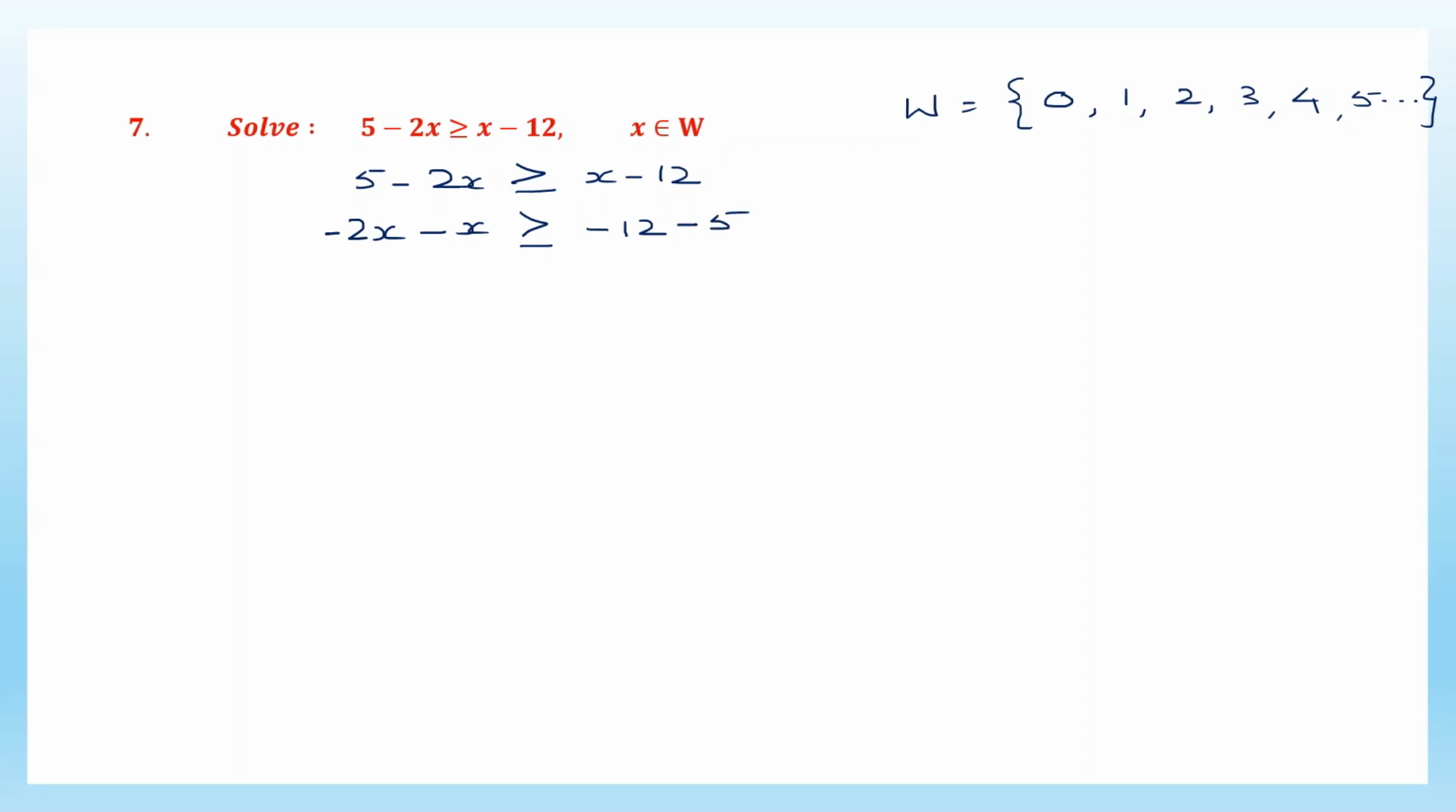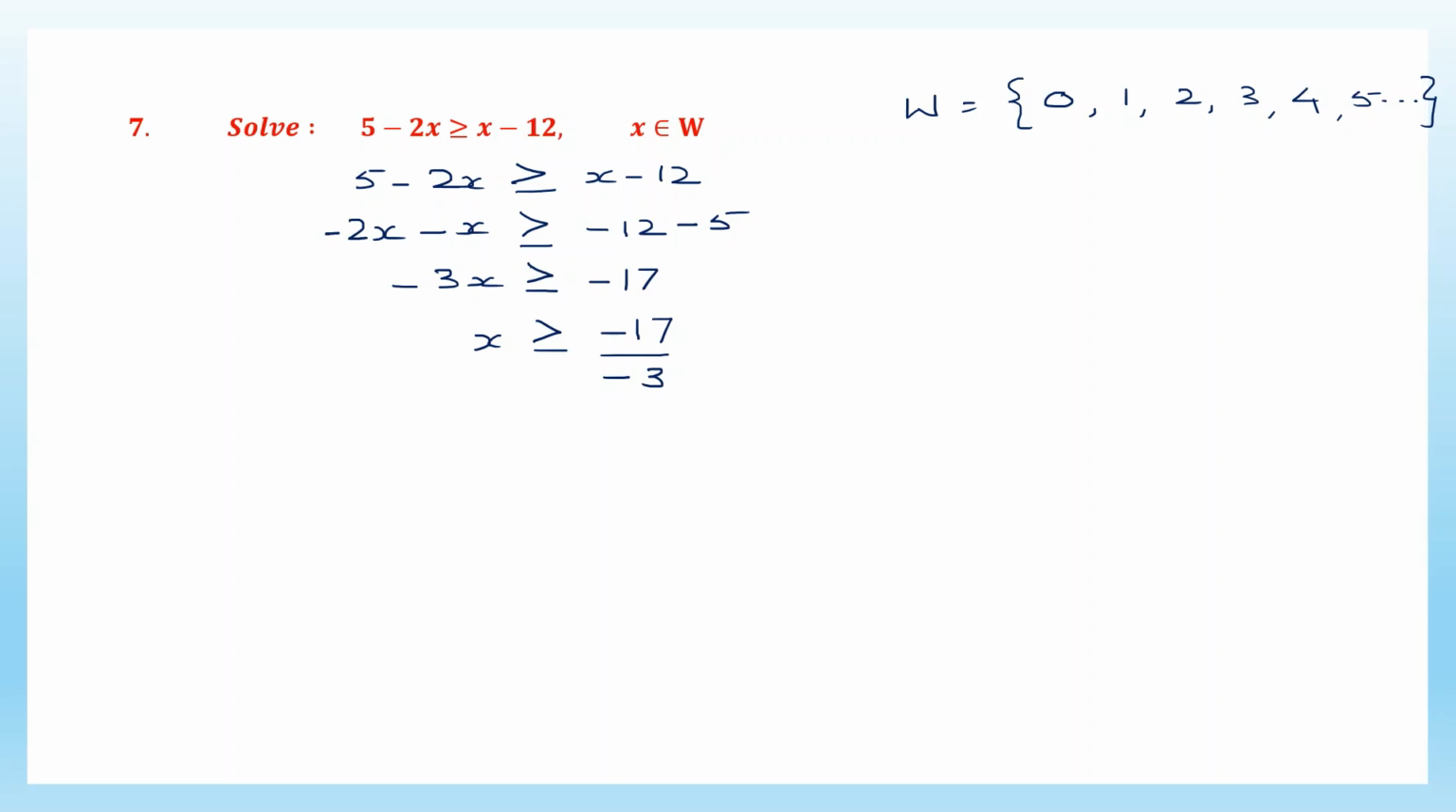So let's simplify this. Minus 2x minus 1x. Signs are the same. Put the same sign and add. 2 plus 1 is 3. So that is minus 3x is greater than or equal to. On the right hand side, signs are the same. Put the same sign and add. 12 plus 5 is 17. So here, now we're going to say x is greater than or equal to minus 17 by minus 3.